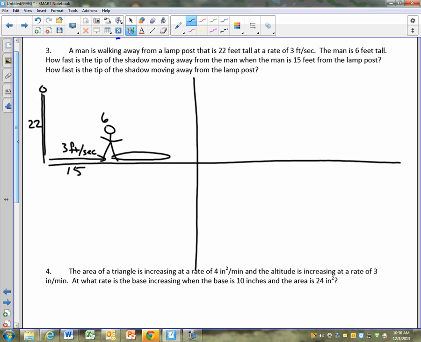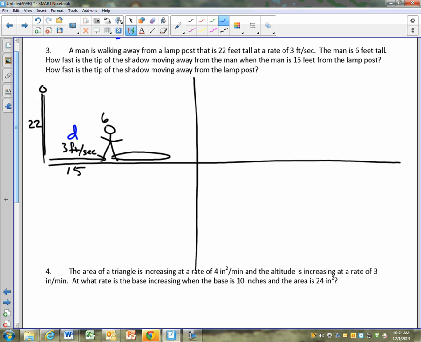Is the height of the lamppost changing? No. Is the height of the man changing? No. Is the distance that he is from the lamppost changing? It is. It is currently at 15, but it will become different, won't it? So if it changes, I need to assign it a variable. And so I'm going to assign it the variable d for distance from the lamppost. But it's changing. It is changing. I mean, if we take a snapshot of this in time, everything would have a constant value at that one snapshot, but it is changing.